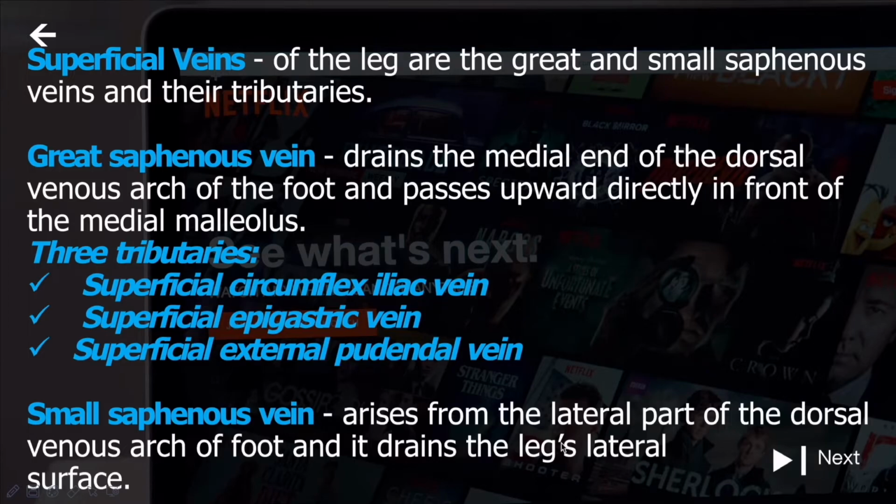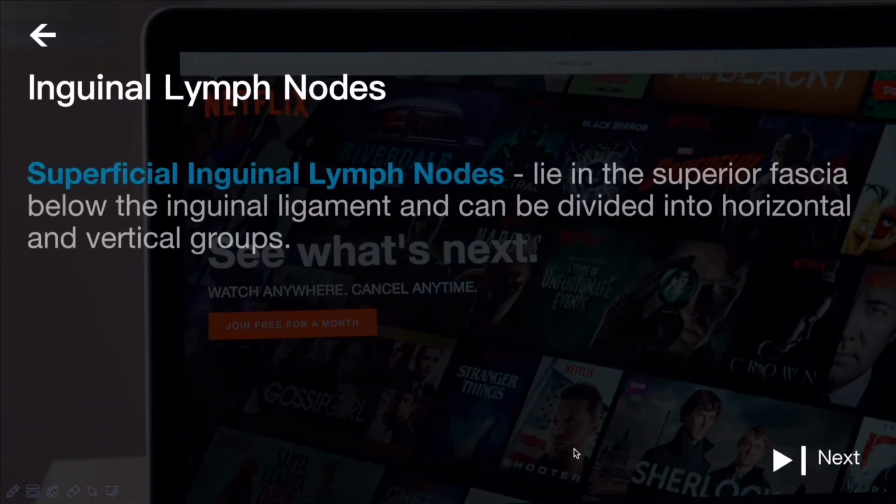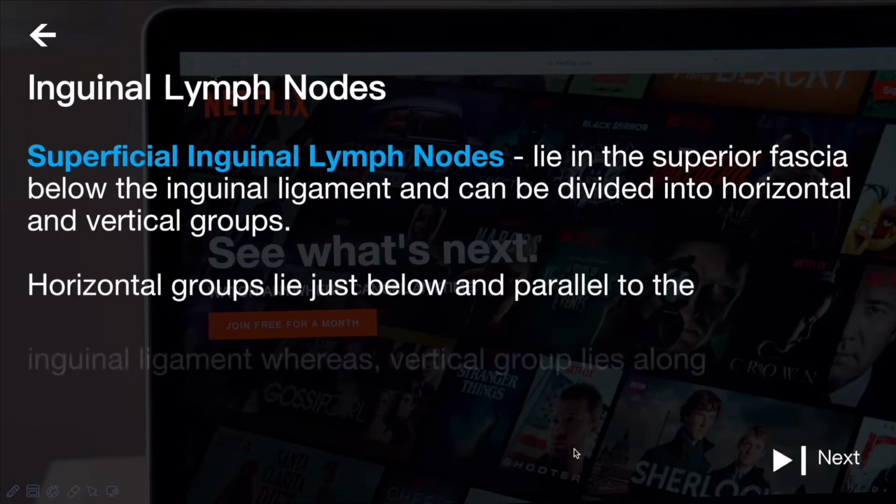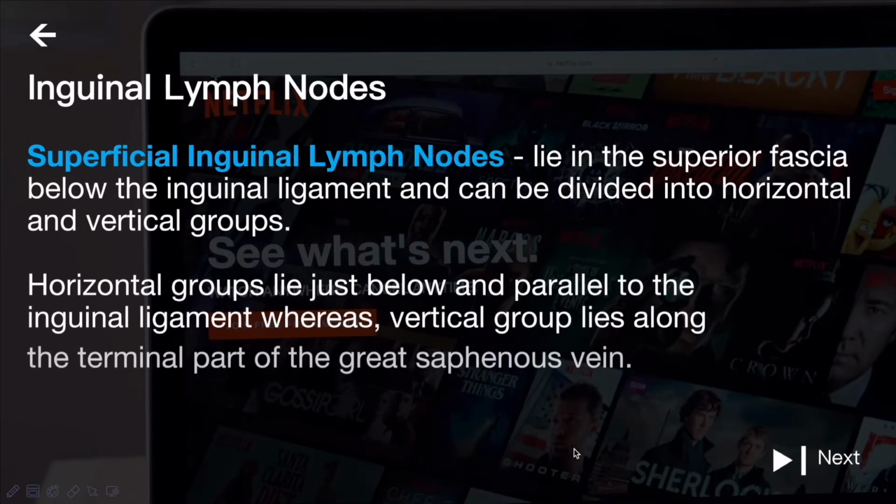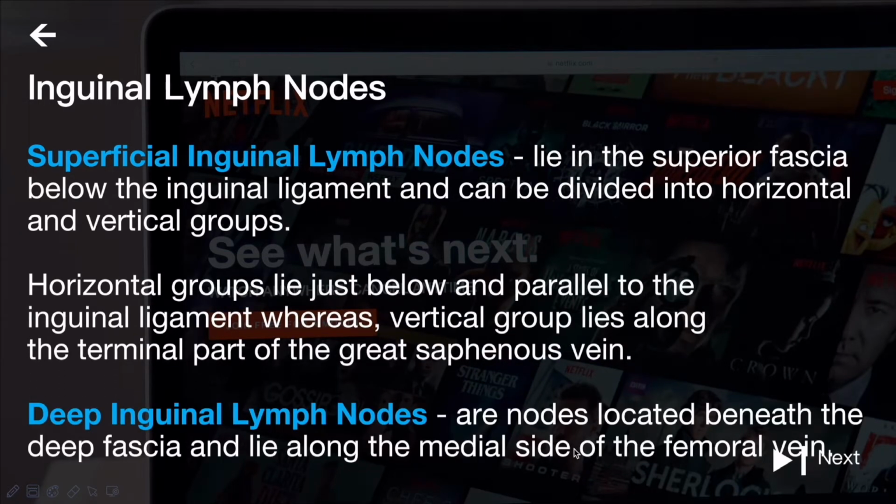Inguinal lymph nodes. Superficial inguinal lymph nodes lie in the superficial fascia below the inguinal ligament and can be divided into horizontal and vertical groups. The horizontal group lies just below and parallel to the inguinal ligament, whereas the vertical group lies along the terminal part of the great saphenous vein. Deep inguinal lymph nodes are nodes located beneath the deep fascia and lie along the medial side of the femoral vein.